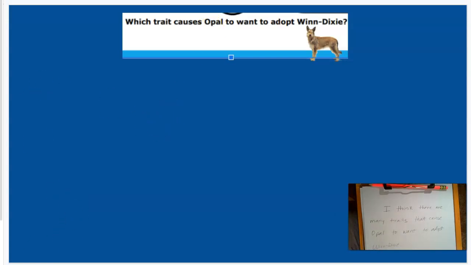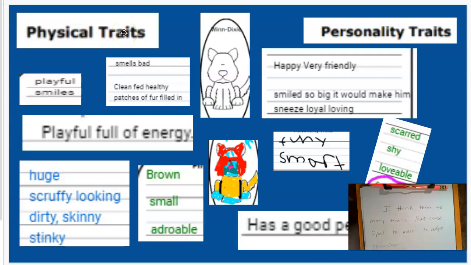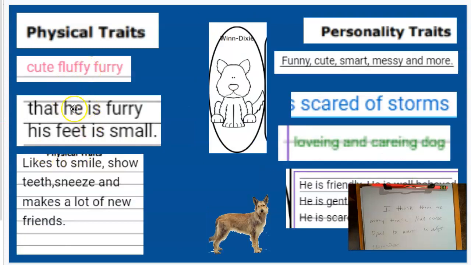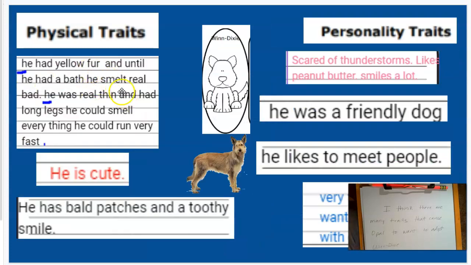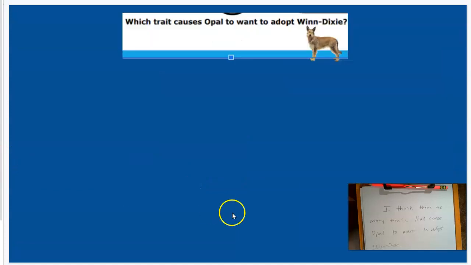Let's name some traits now. The physical traits described by third grade students. So Winn-Dixie physically, when you look at him, he's playful and smiles. He smells bad. He's playful and full of energy, brown, small, adorable, huge, scruffy looking, dirty, stinky, cute, fluffy, furry, likes to smile, show teeth, sneeze, and make new friends, and yellow fur, smelled cute, bald. Okay, so our physical traits then.